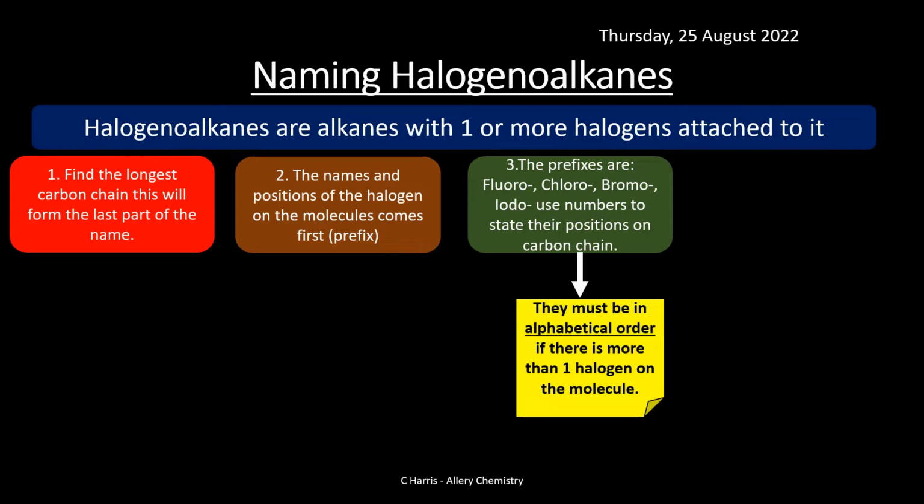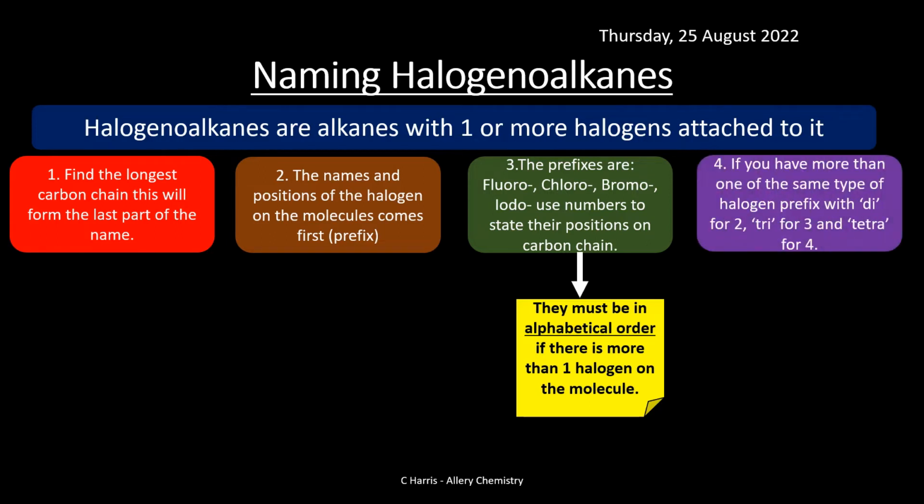That's really important, because if you don't put them in alphabetical order, it's not going to be right. So if there's more than one halogen or a different type of halogen in there, it's got to be alphabetical, not numerical. Some people will put the numbers in order, and I know it's tempting to do that, but it must be alphabetical. That's the priority. And if you have more than one of the same halogen, it might be di for 2, for example dichloro or dibromo, tri is 3, tetra is 4.